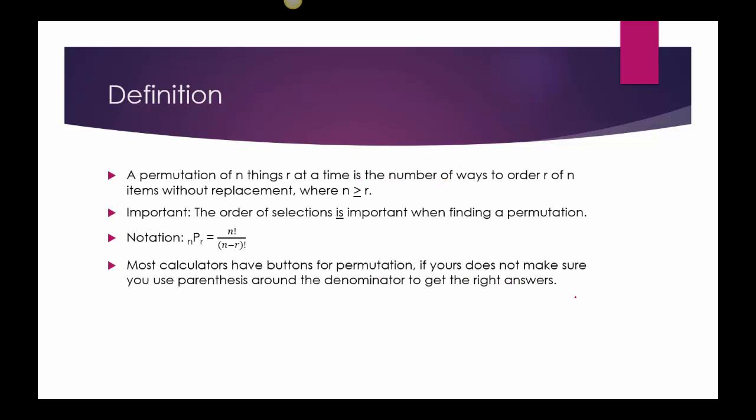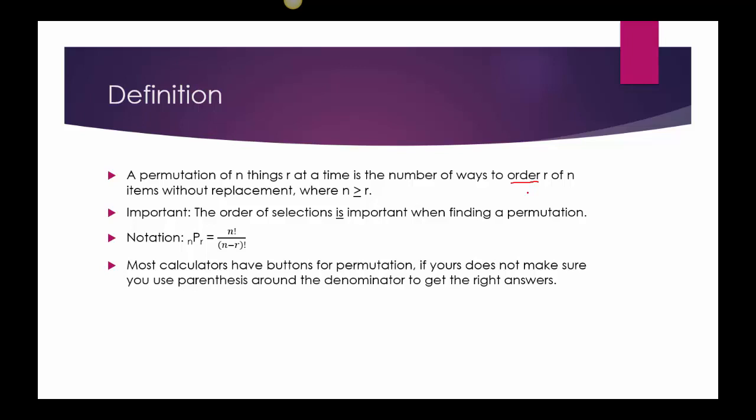All right, so once we're used to this factorial button, we want to expand on this and talk about a permutation. A permutation of n things, taken r at a time, is the number of ways to order, and that's a really important word, order r of n items without replacement. And here n has to be at least as big as r, if not bigger. Really, really important is that the order of selections is important when finding a permutation. So this is our formula. nPr is n factorial over n minus r factorial.